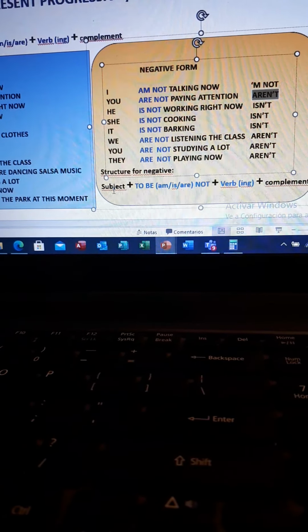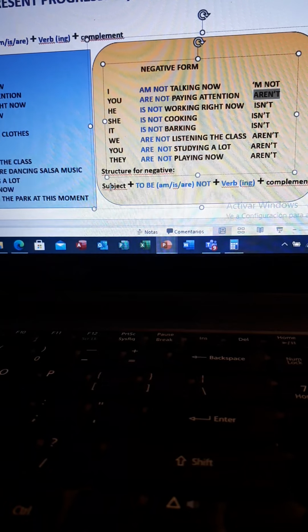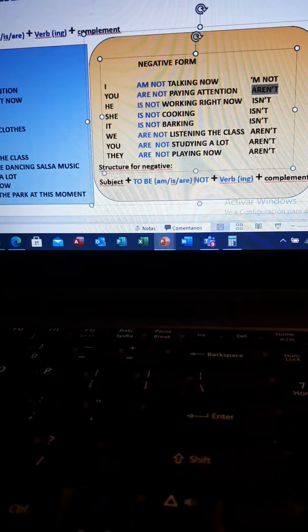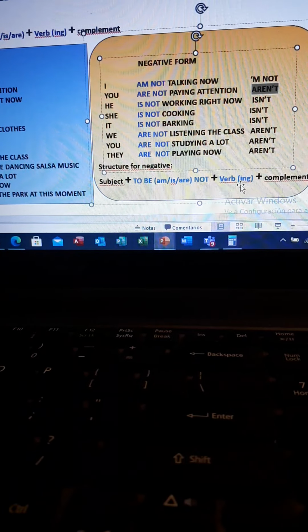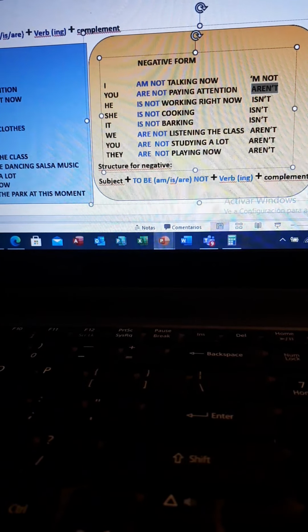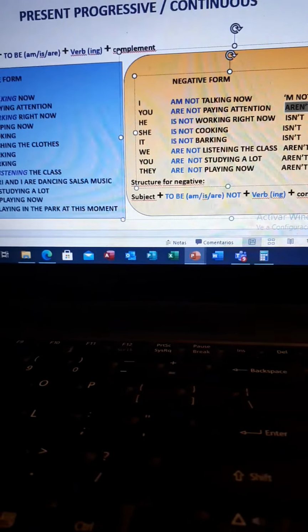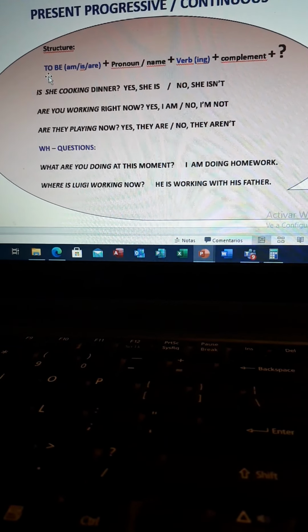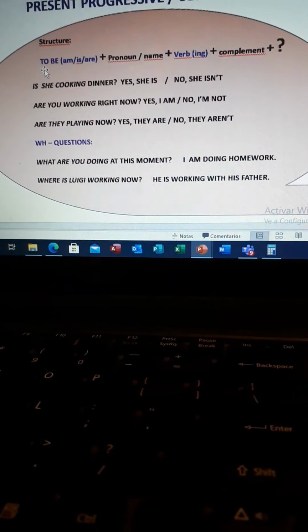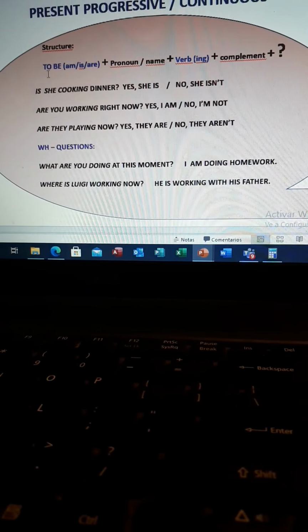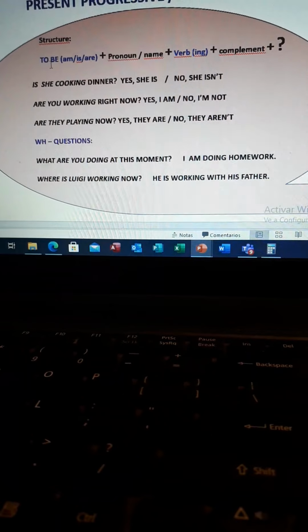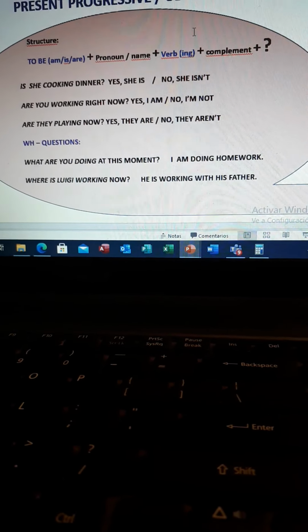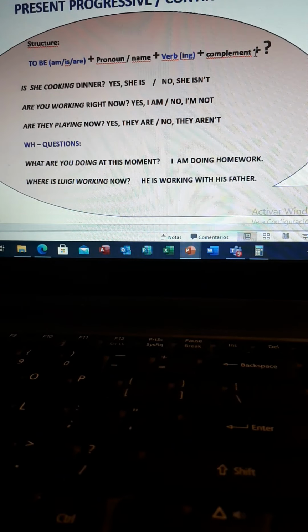For example, structure. Well, you need the subject, the name or the pronoun, plus am or is or are, plus not, and then the action with ing and the complement. Okay. And then we have some questions. If you want to do a question, you have to begin with the auxiliary. In this case, we're working with am, is, or are. So am goes first, or is, or are. And then the pronoun, the name or the subject, and then the verb with ing, and then the complement.